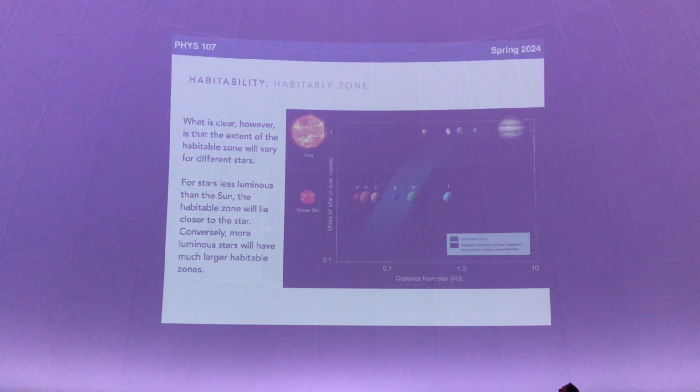Notice that the edges are a bit fuzzy because it depends a little bit on your stellar model, etc.